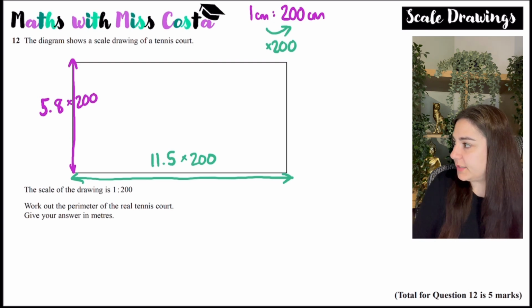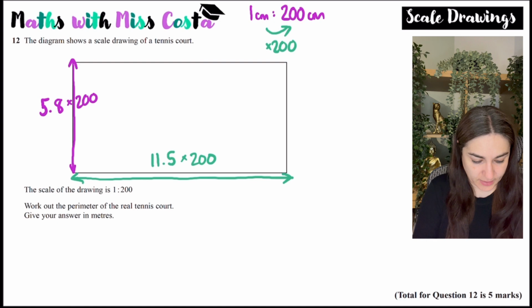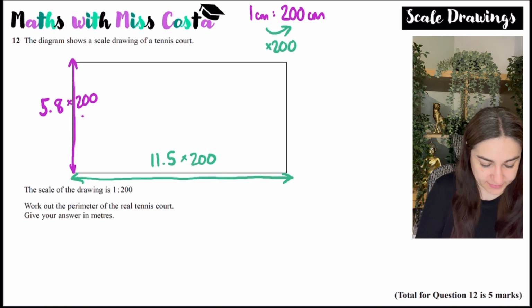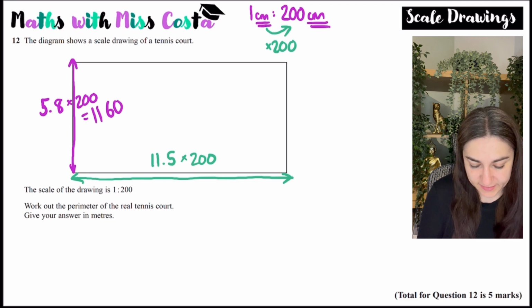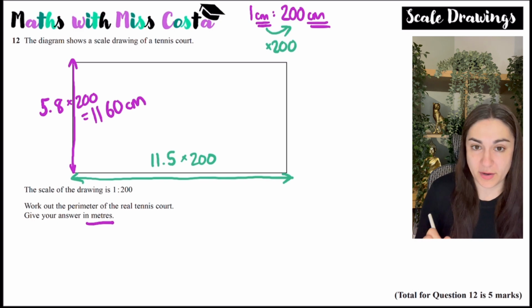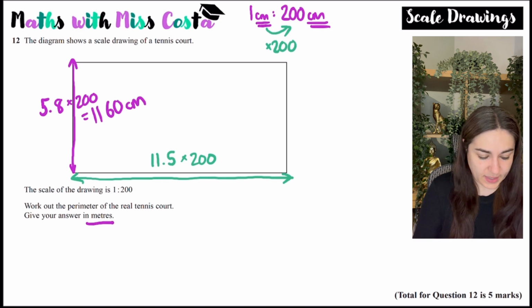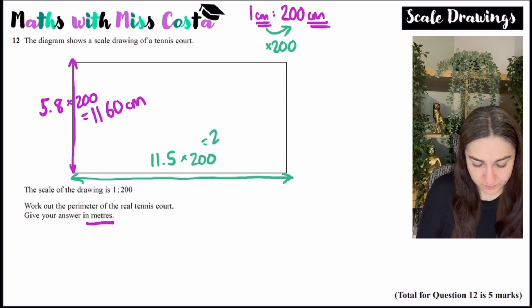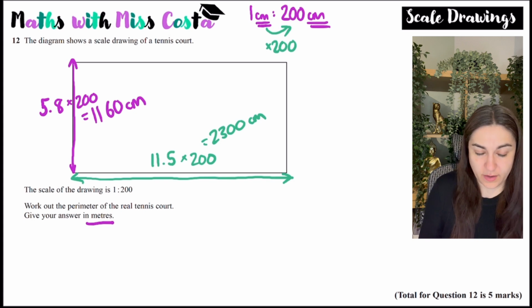So what does that give me? 5.8 times 200 is 1,160, and it's still centimetres. And the question's asking me in metres, so I want to be mindful of that. And then I do 11.5 times 200, which is 2,300 centimetres. So I can then convert it into metres to just make my life easier.